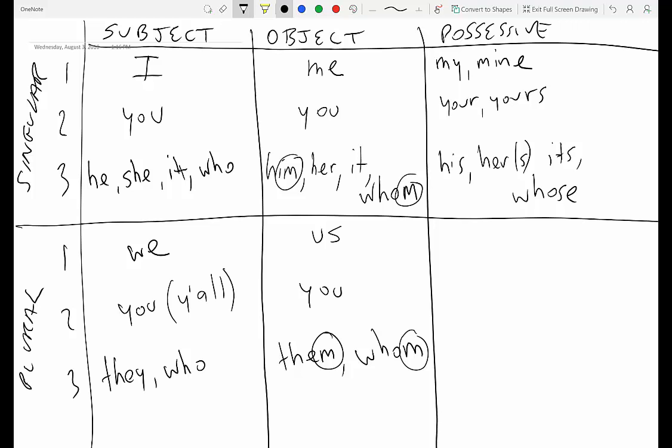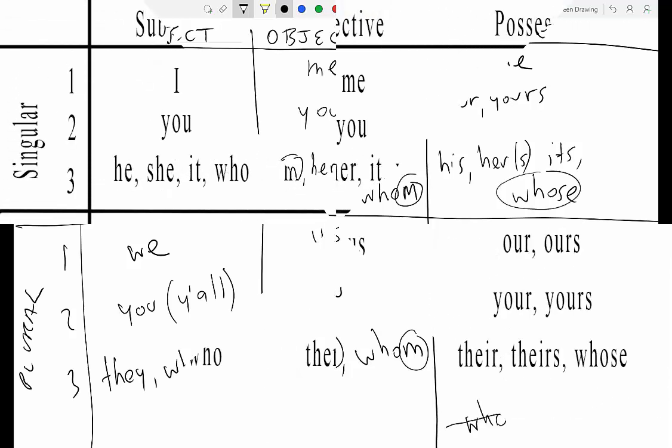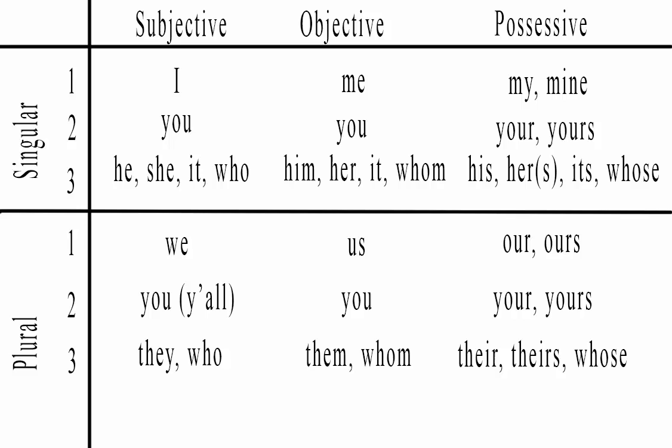In plural, we have it, give it to us, it is our or ours. You have it, give it to you, it is your or yours. They have it, give it to them, it is their or theirs. And what happens to who? Who becomes whose again.